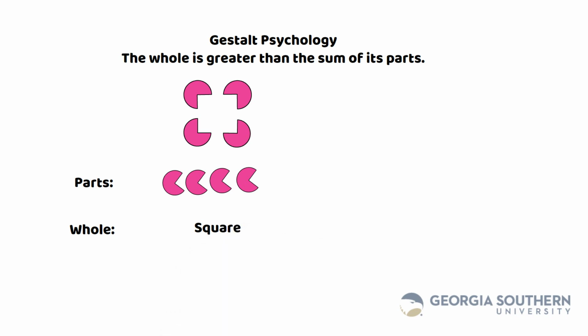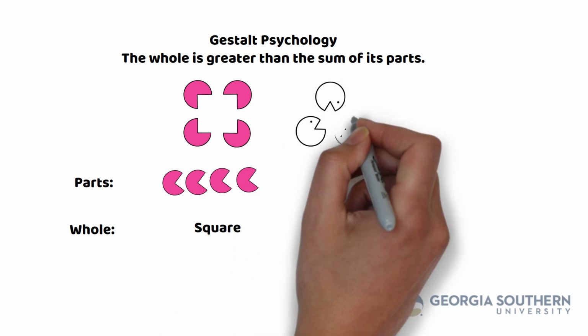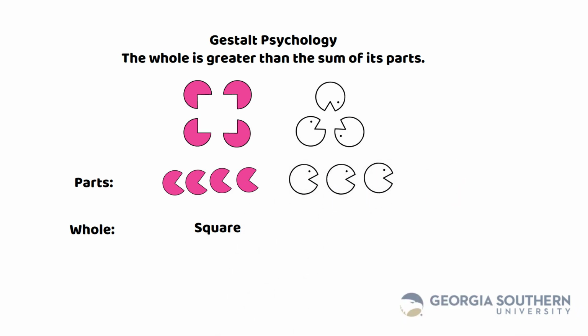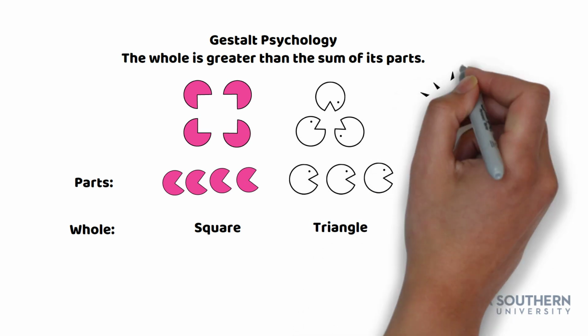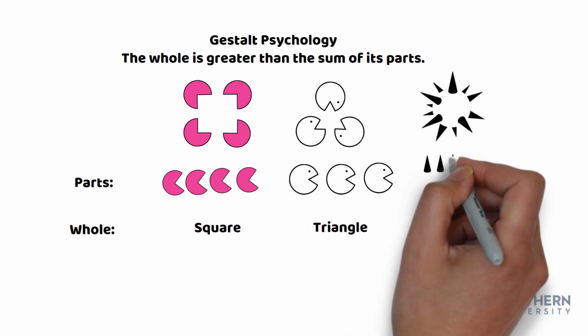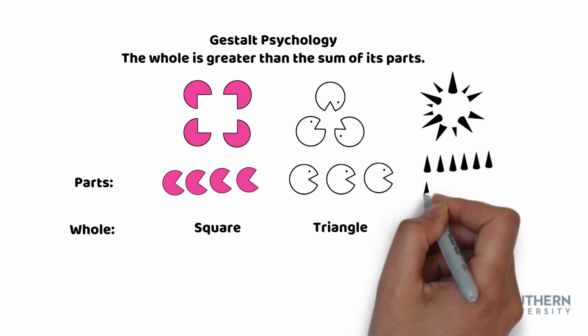In the second picture, the parts are three Pac-Men. When these three Pac-Men are organized in a certain way, a triangle emerges, which is the whole. In the third picture, the parts are 12 corns. When the corns are aligned in a certain way, a sphere emerges.